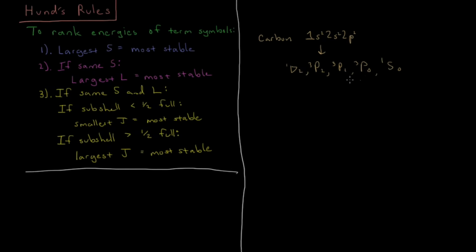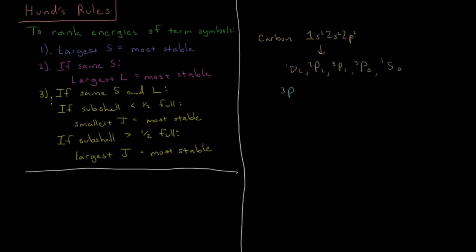Okay, so let's look at all of these here, and we're going to rank them in order of their energy. So first, what's the largest S? We have singlets and we have triplets. The triplets have S equals 1, the singlets have S equals 0. The triplets are more stable. So our triplets are all triplet P's, so our ground state is going to be a triplet P. Given that we have a triplet P, the largest L is going to be most stable. All three of these triplets are P's, so that doesn't help.